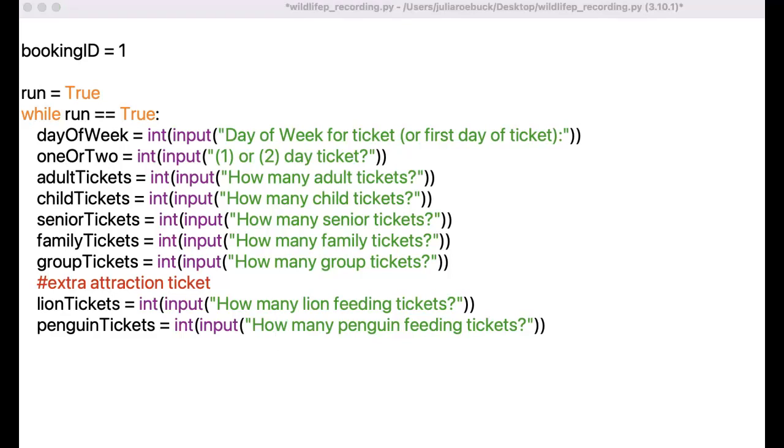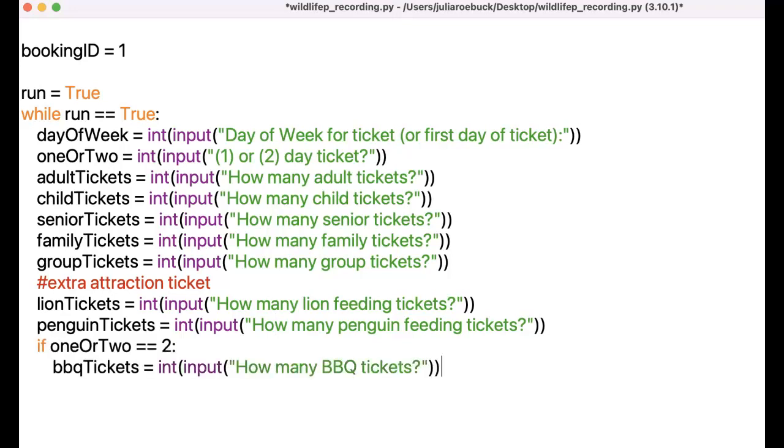So for the final one, we need to just add in if they want barbecue tickets, and we're only going to ask them that if they've bought a 2-day ticket, because the barbecue ticket can only be bought if you've got a 2-day ticket. So let's add that in, and it's just a simple if statement. If this variable here, where they've entered if they want a 1 or 2-day ticket, if it's double equals 2, it's a 2-day ticket, then we ask them how many barbecue tickets do they want. They might answer 0.